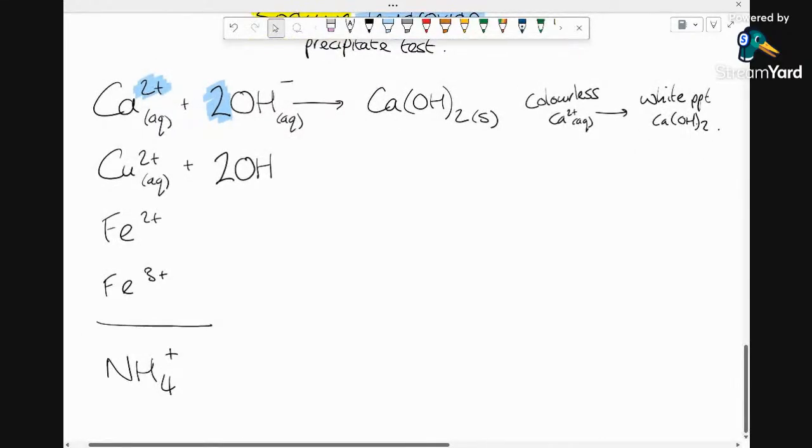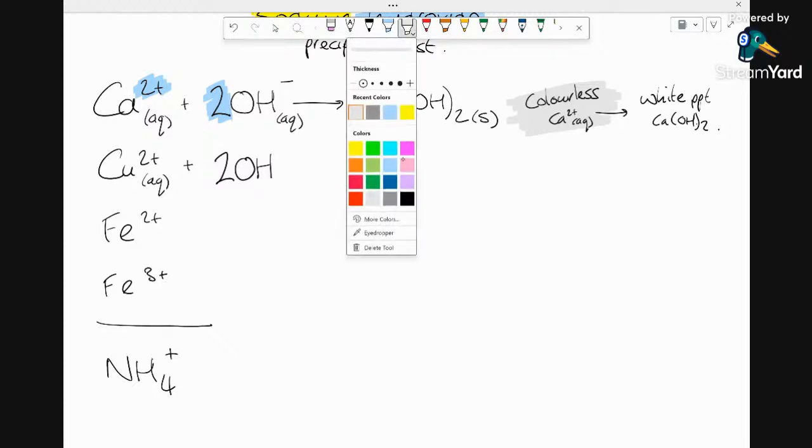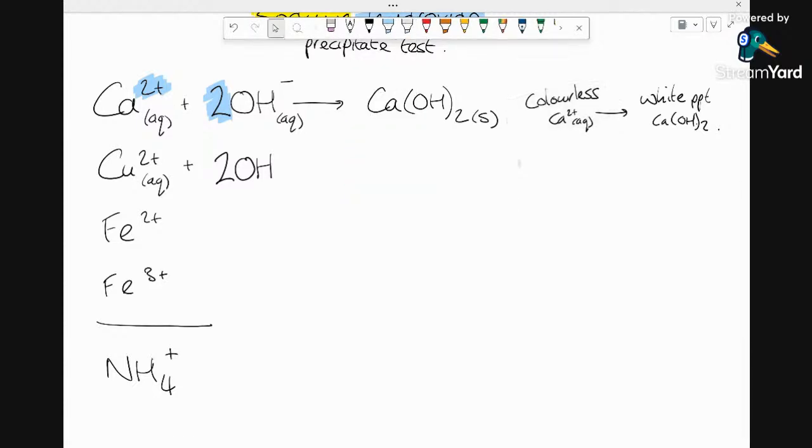Yeah. So I'm giving the before and after color. Started off colorless, and then it ended up full white. Really, really white. Went from colorless to white. I'm actually going to do that. Yep, colorless to white. Okay, now copper's a bit more interesting because copper 2+ is a blue solution.